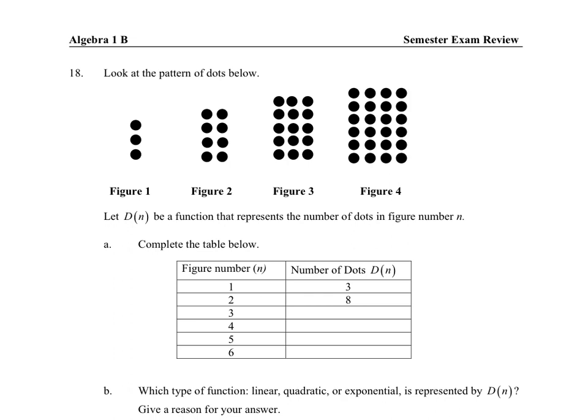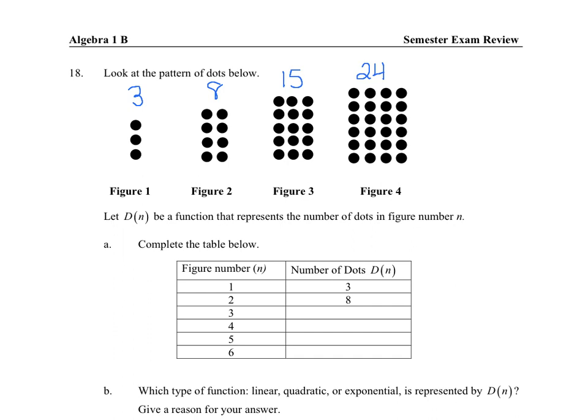Question 18. Look at the pattern of dots below. So we have figure 1, which has 3 dots, figure 2, which has 8 dots, figure 3, which has 15 dots, if you count them, and figure 4, which has 24 dots. Let d of n be a function that represents the number of dots in figure number n.